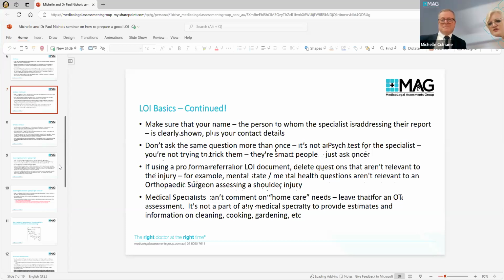The LOI is not a psych test, and you're not trying to trick the doctor out and see whether they'll give a different answer. They are medically qualified or dentally qualified. They are qualified healthcare professionals, and they know what they're doing. Just ask clean, clear questions once each. Exactly. The best thing to do is just ask one question. Is the injury and the resulting proposed treatment causally related to the incident? That's all you need to do.